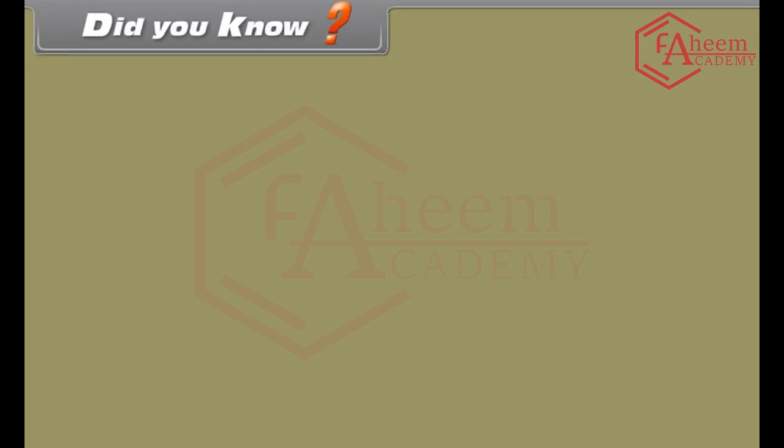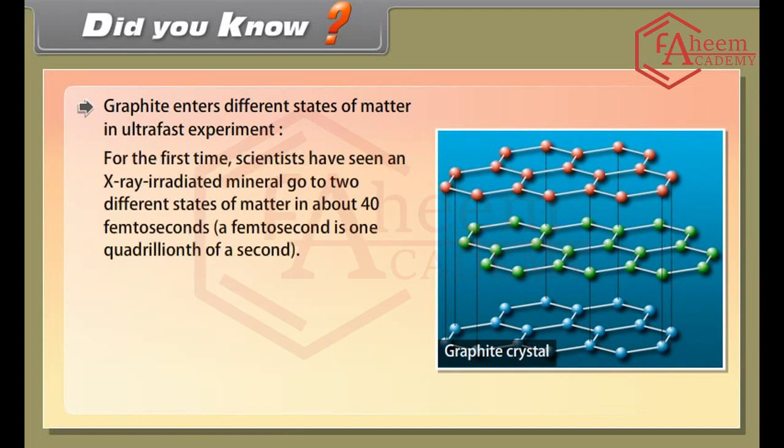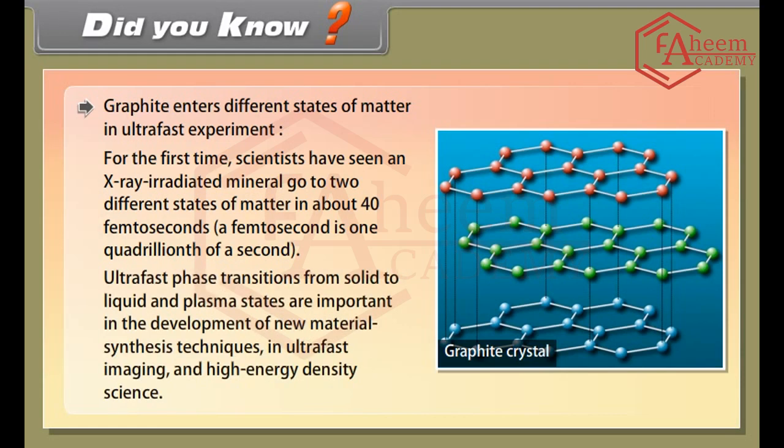Did you know? Graphite enters different states of matter in an ultra-fast experiment. For the first time, scientists have seen an X-ray irradiated mineral go to two different states of matter in about 40 femtoseconds. A femtosecond is 1 quadrillionth of a second. Ultra-fast phase transitions from solid to liquid and plasma states are important in the development of new material synthesis techniques, in ultra-fast imaging and high-energy density science.